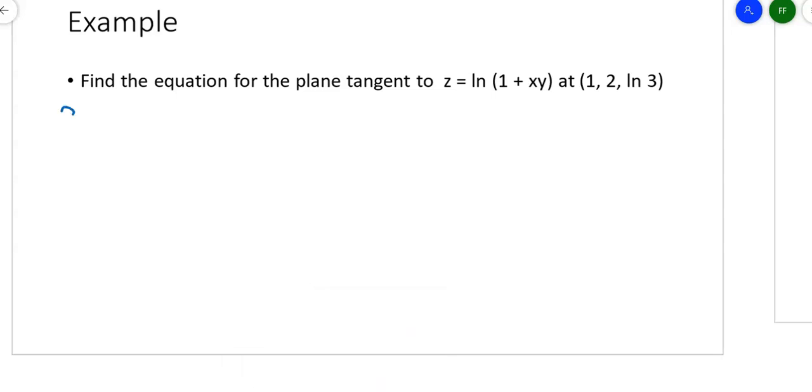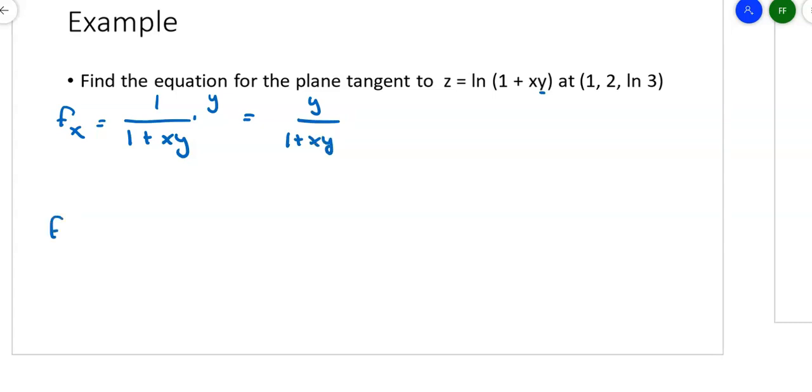So the partial derivative of f with respect to x, well, how do I derive a natural log? I do 1 over the inside times the derivative of the inside. Well, the derivative of the inside is going to be 0 plus, now, when I'm deriving with respect to x, the derivative of xy with respect to x is just that y, right? I'm treating y as a constant, x is the variable, so if I'm deriving xy, the derivative is just y. So I end up with y over 1 plus xy.